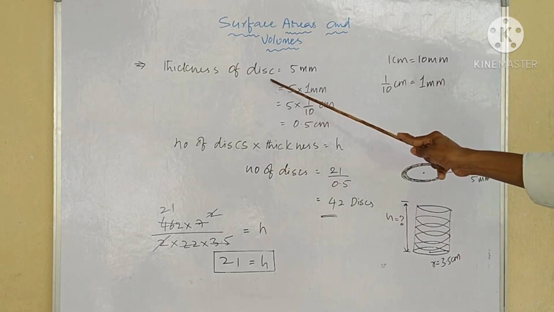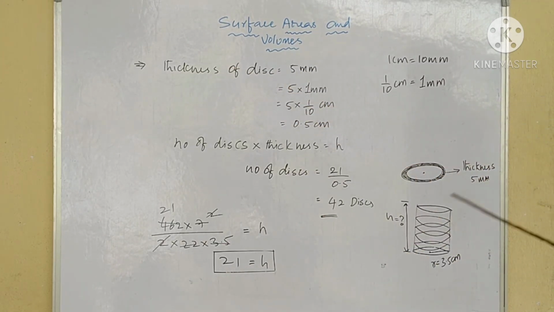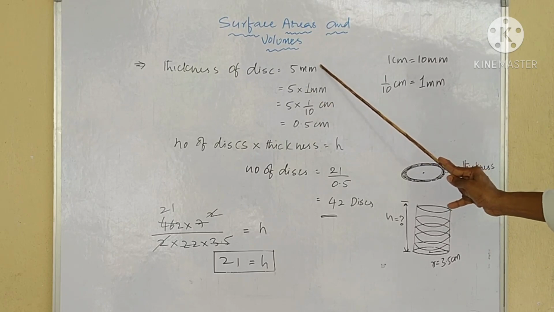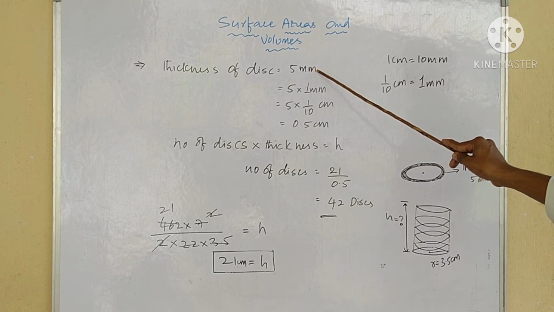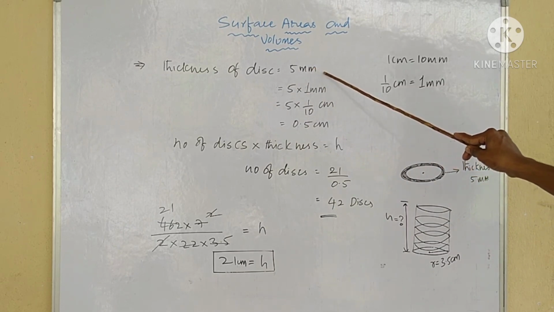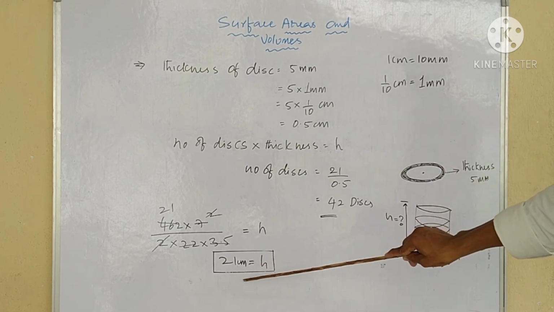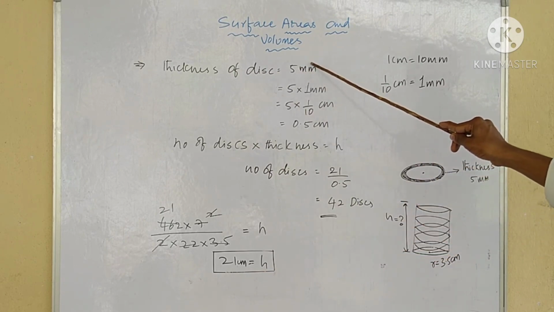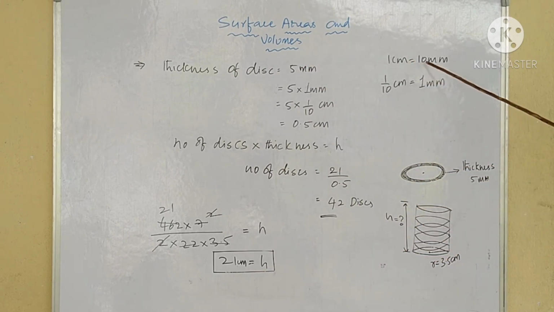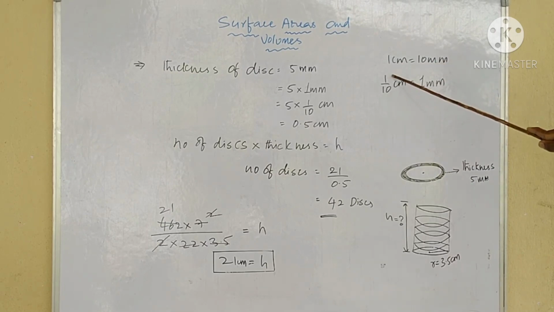The thickness of the disc is 5 millimeters. Here the units of thickness of each disc are millimeters and the units of the height of the cylinder are centimeters. We have to convert these millimeters into centimeters. So 1 centimeter is equal to 10 millimeters, so 1 by 10 centimeters is equal to 1 millimeter.